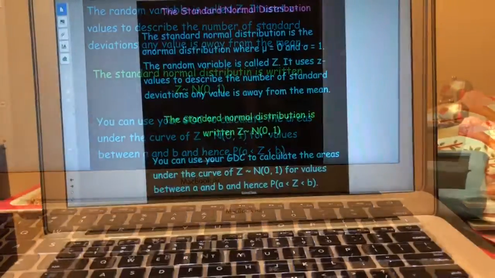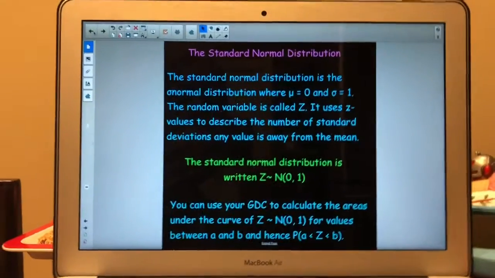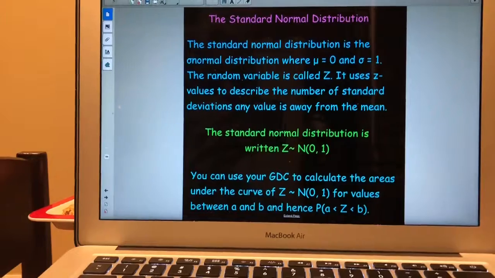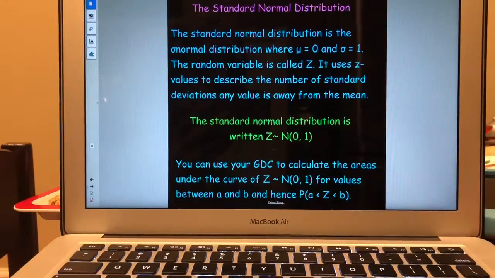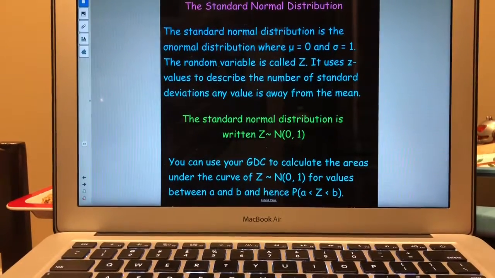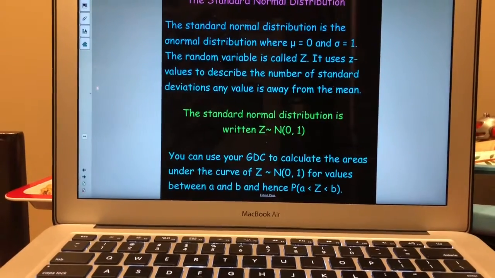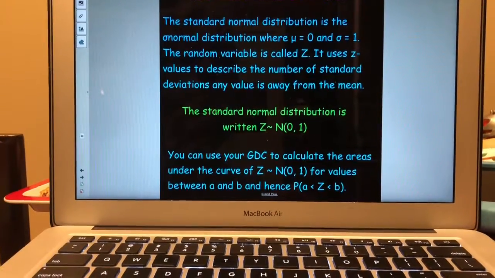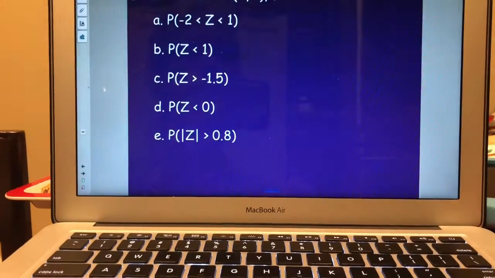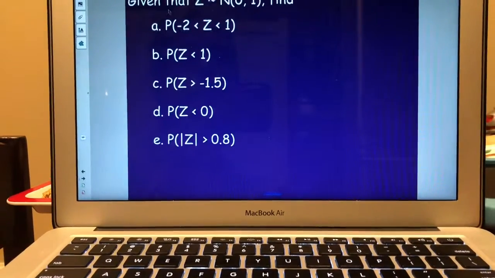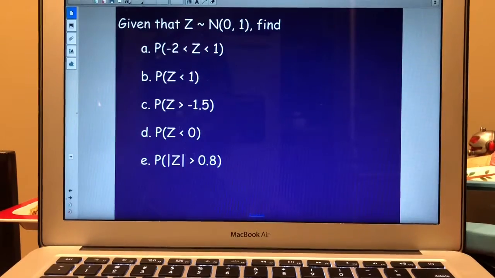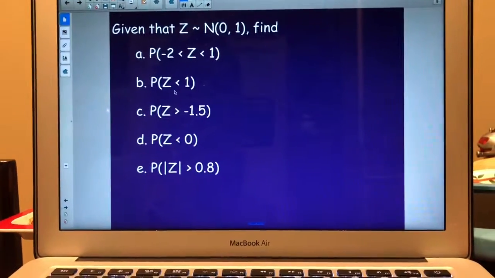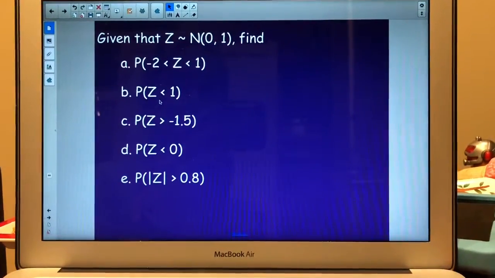Okay. The super special normal distribution is called the standard normal distribution, and it's where your mean is 0 and your standard deviation is 1. And we are going to do some example problems where we find the probability that Z is meeting these requirements right here. So I am going to stop this and turn my camera around.